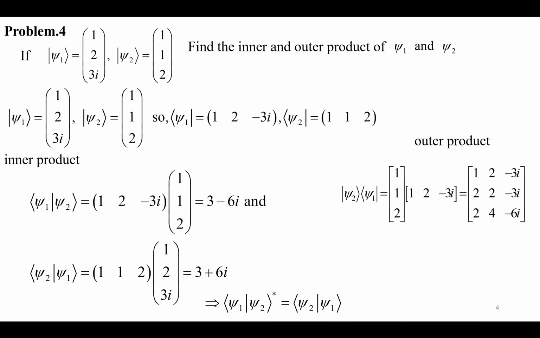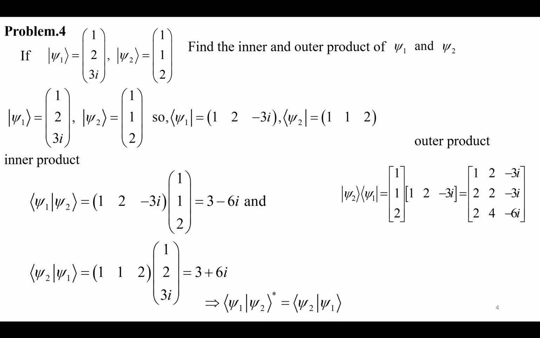You will have to take the complex conjugate also. Take the complex conjugate first and then convert column into row. That will give you bra psi 1, so bra psi 1 equals 1, 2, minus 3i. Similarly, bra psi 2 will give you the row 1, 1, 2, because there is no i here.